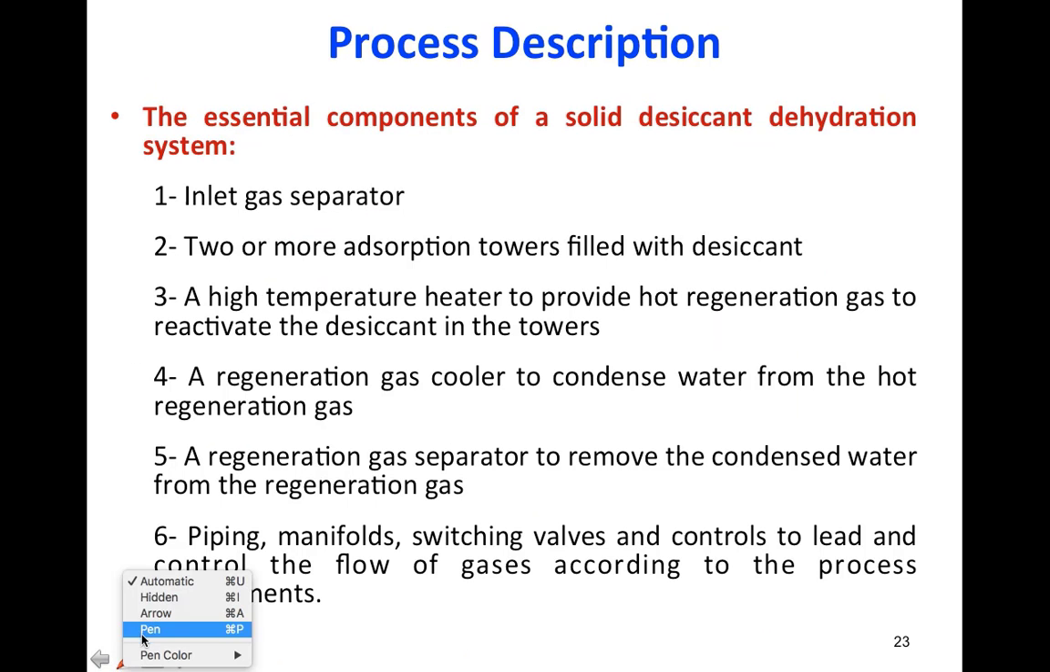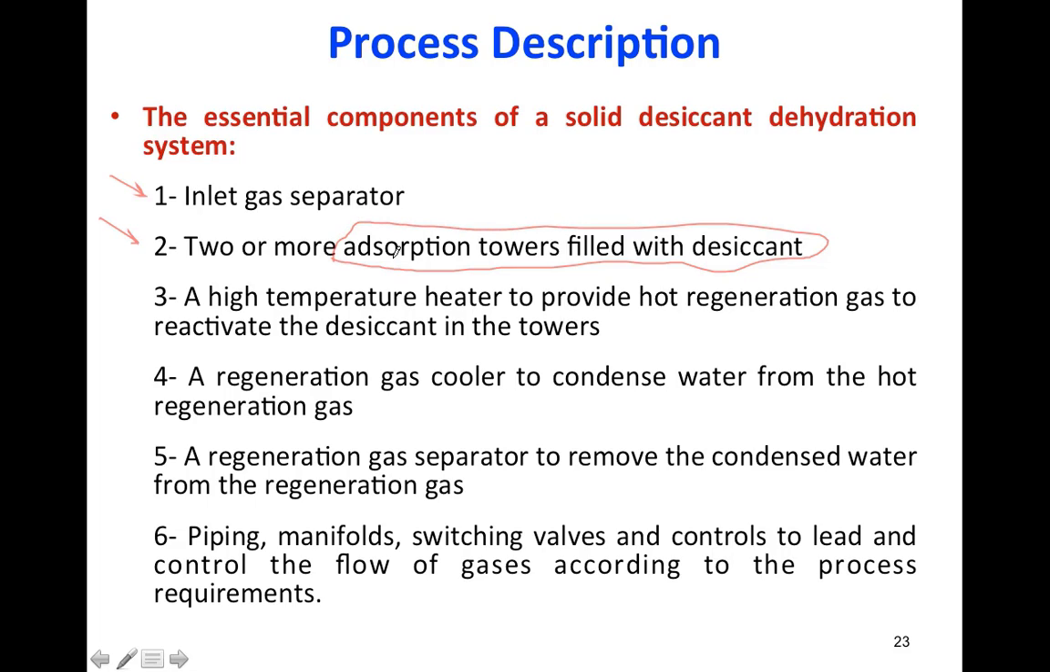Okay, so in the next few slides, I'm gonna talk about some of the main components of this adsorption process. First we need an inlet gas separator to separate some of the water or impurities from the gas. We need at least two or more adsorption towers that are connected to each other and filled with adsorbent, desiccant.